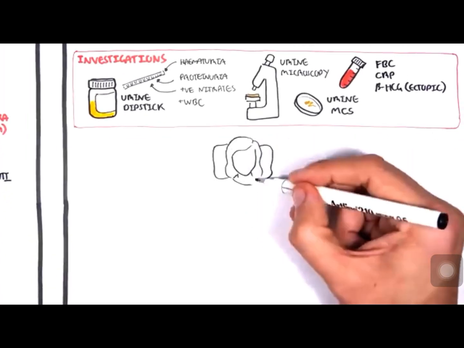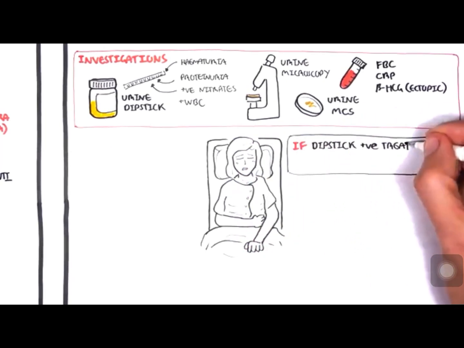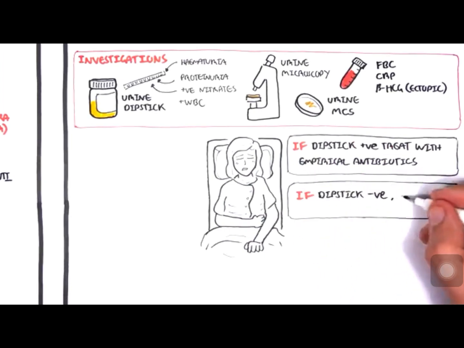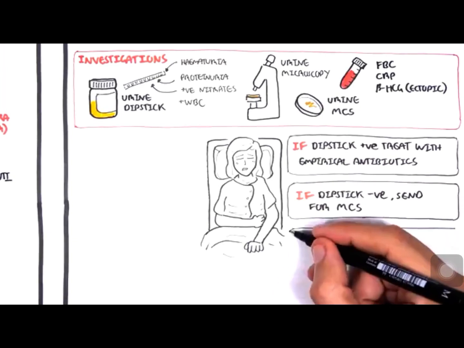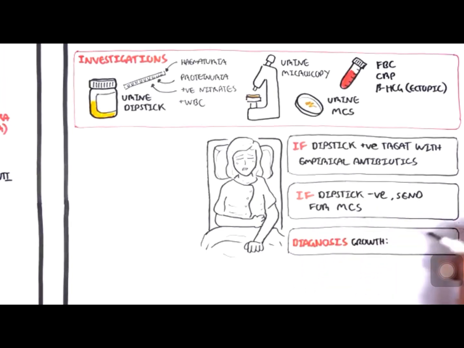For UTI, if the urinary dipstick is positive, treat with empirical antibiotics. If the dipstick is negative, but you still suspect UTI, send for microscopy culture sensitivity using the urine sample. The diagnosis of a UTI is having a bacterial growth on a culture plate of more than 10,000 colony forming units per mil.